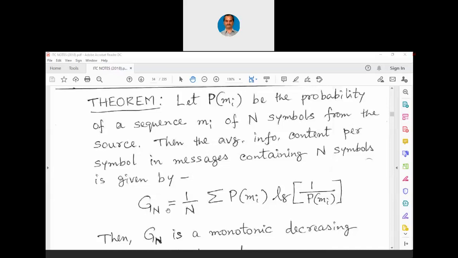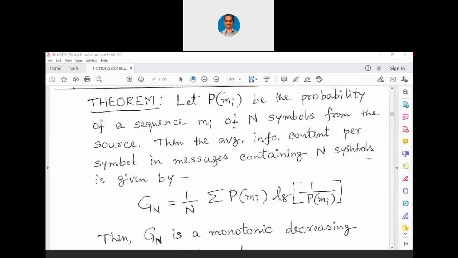So what we can do is define the average information content with a different notation called Gn. For entropy, we have been using the representation H. Now we are using a different representation called G. I will tell you why we are using this different representation. How is it different from entropy? That we will see later on.